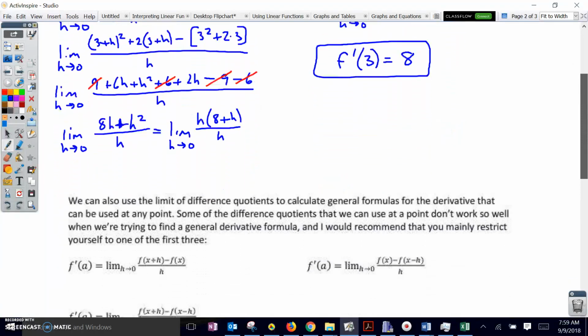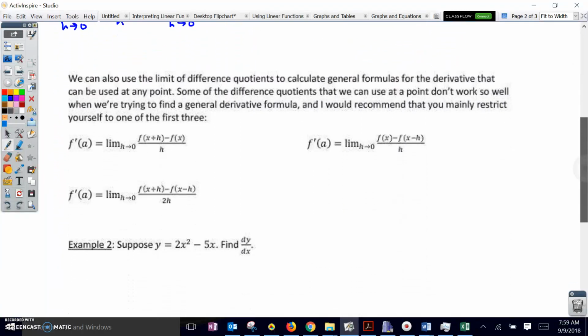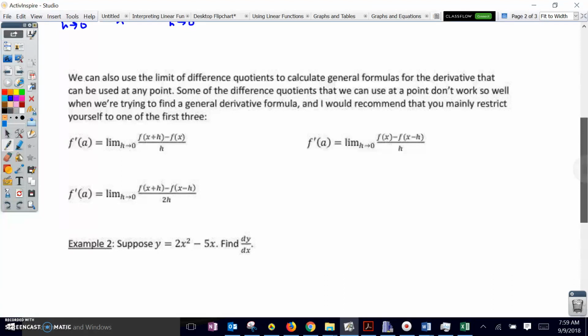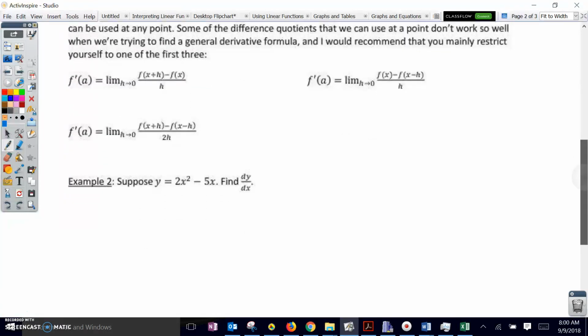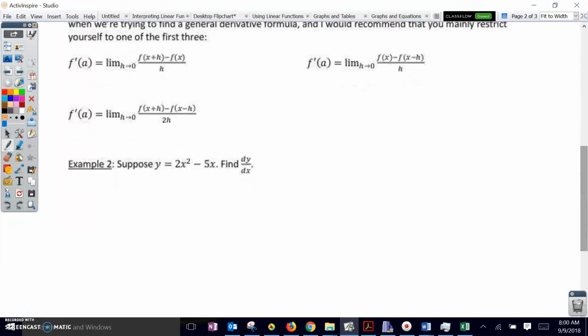Alright, let's go on, and we'll move on to example 2. In this case, we're going to do it for a general derivative. We can actually find general derivative formulas. Instead of finding the derivative at the point constantly, we can go ahead and use one of these limits of a difference quotient in order to find the actual formula, the function value for the derivative. And so we're going to go ahead and do that here, because in example 2 we're told to just find dy dx. So we're going to try and find a formula for the derivative.